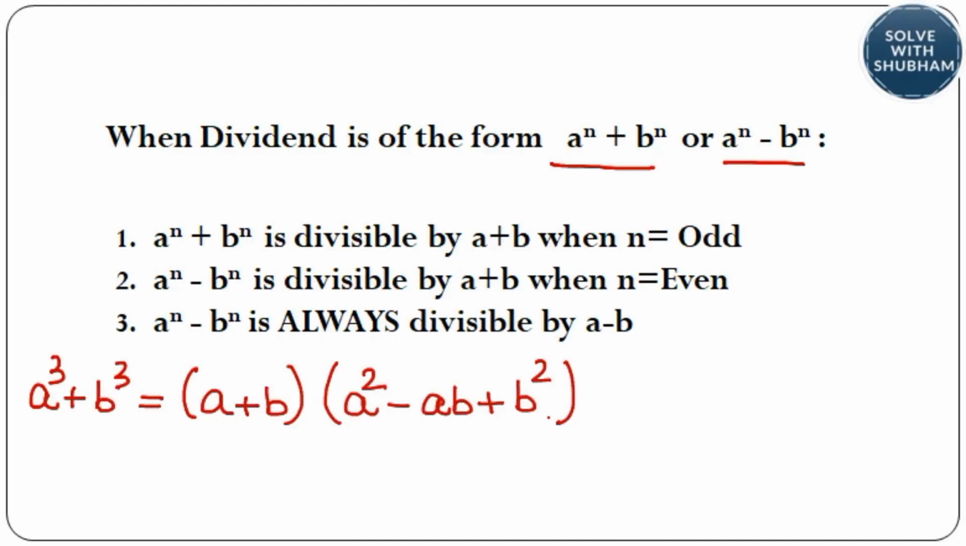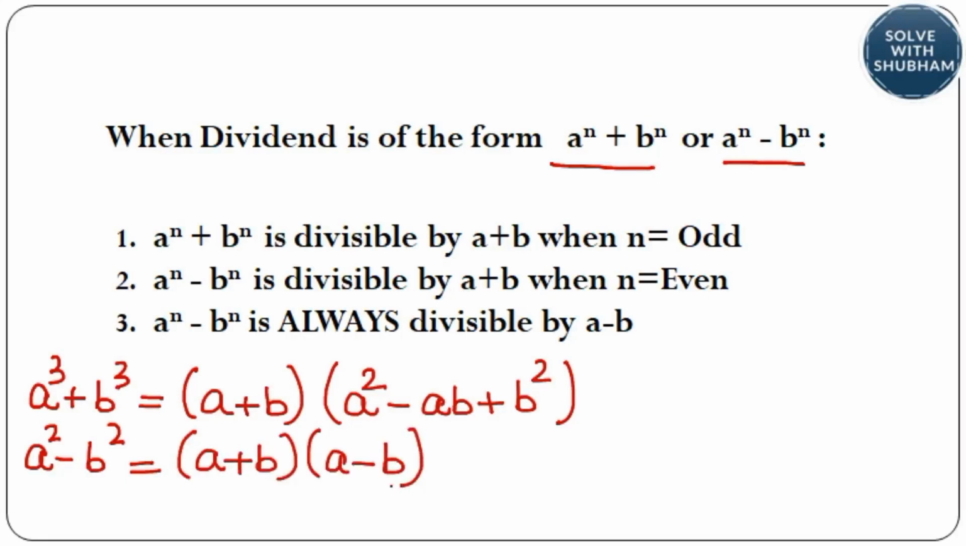Second, a power n minus b power n is divisible by a plus b when n is even. So we can take n as 2. So a square minus b square, we know the formula is a plus b into a minus b. It is divisible by a plus b.